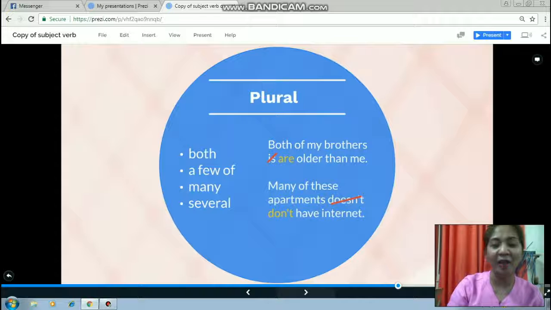We also have the words both, a few of, many, and several. So both of my brothers are older than me. Since I use both, definitely the verb is are. Many of these apartments don't have internet. So I use the word many. That is why I use the verb don't.